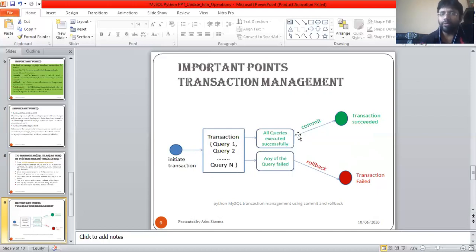If all the queries executed successfully, all means all, commit the transaction, the transaction succeeded, and changes are made to the database. If any of the queries failed, out of suppose n queries, roll back, undo, revert the changes, and the transaction failed. So this is the scenario we have.